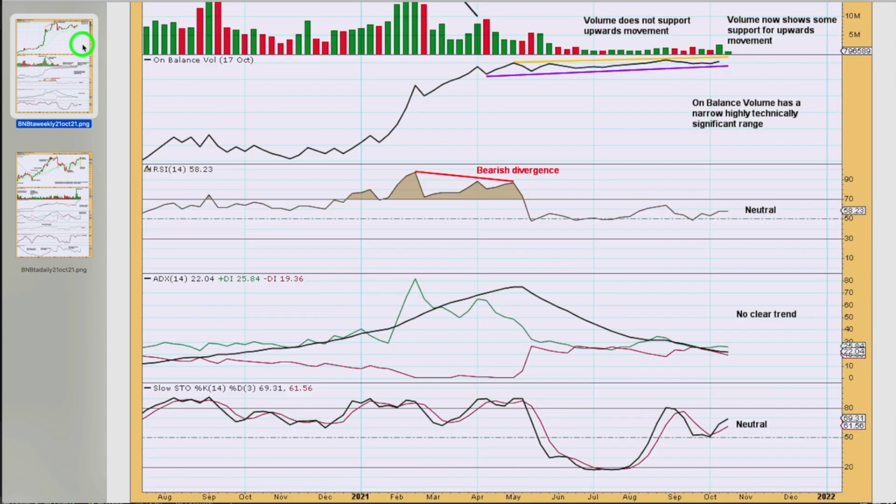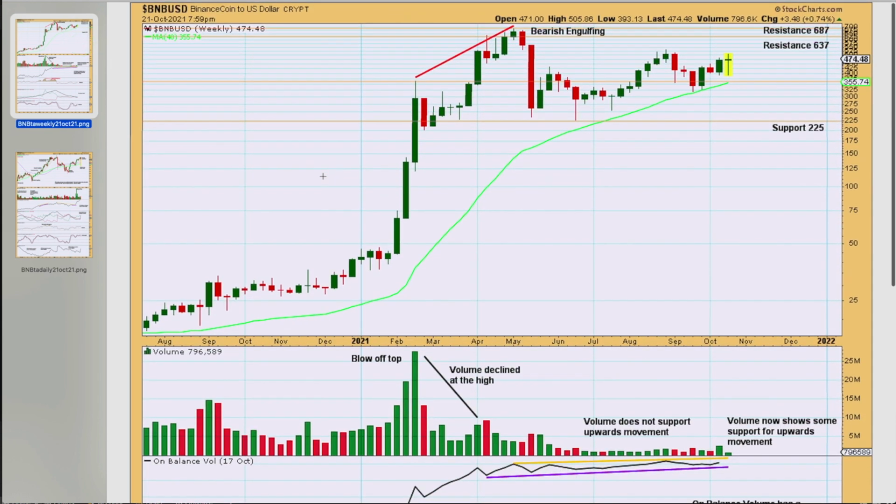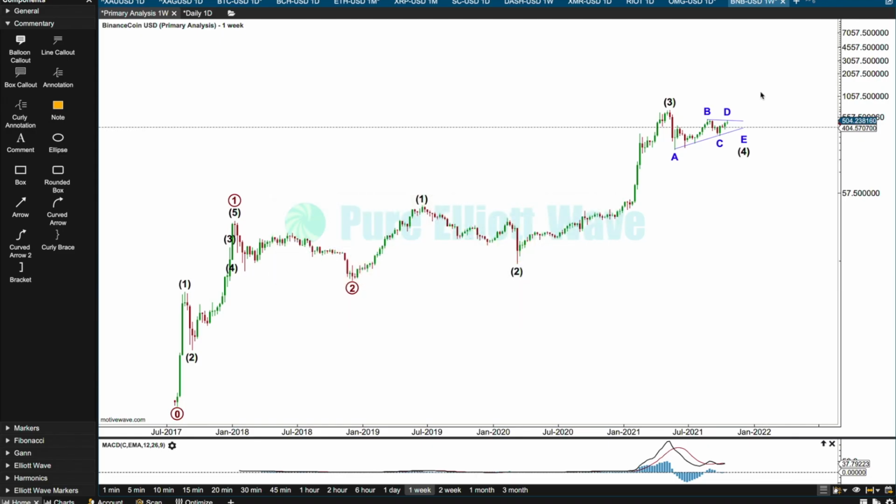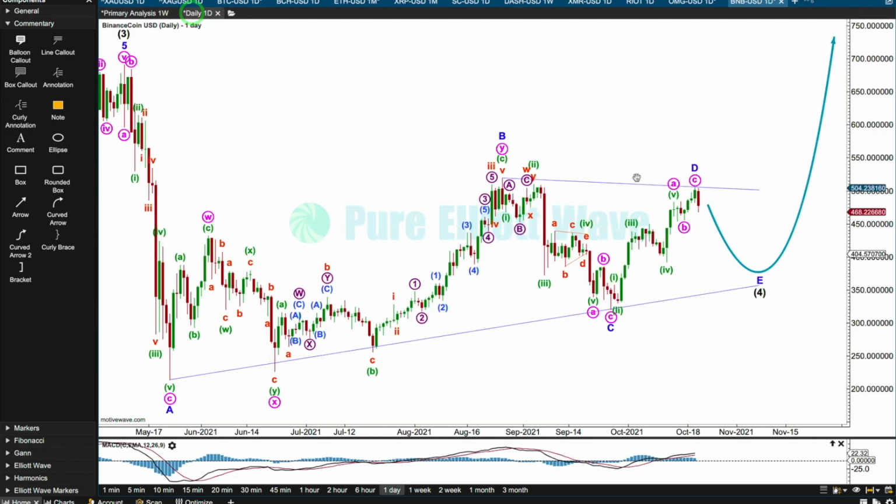So bottom line is Binance is consolidating. We need to see a breakout before we can have confidence. It looks like we may see a downward swing to support within the consolidation before an upward breakout. So that fits absolutely perfectly with the Elliott wave analysis that expects essentially this.